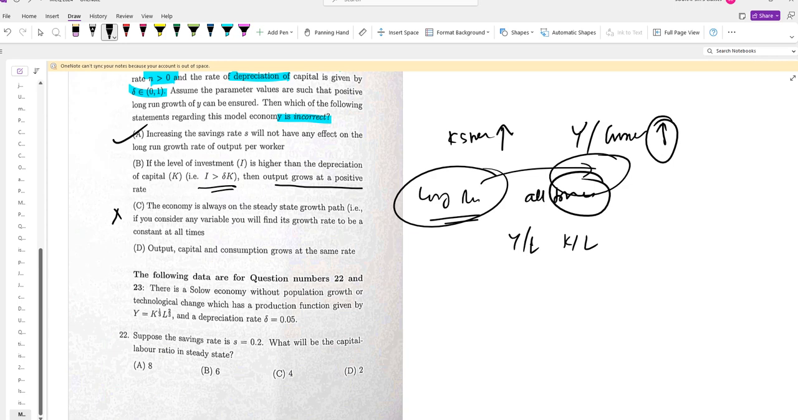Last one is output and capital consumption grows at the same rate. Yes, it's a Solow growth model, so in steady state, this grows at the same rate. So this is the answer C.